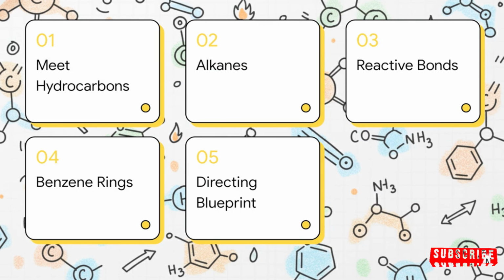So, here is our lesson plan for today. First, we'll officially meet the hydrocarbons. Two, we'll look at alkanes, our simple carbon chains. Three, we're going to explore reactive bonds with alkenes and alkynes. Four, we'll tackle benzene rings. And finally, step five, directing the blueprint.